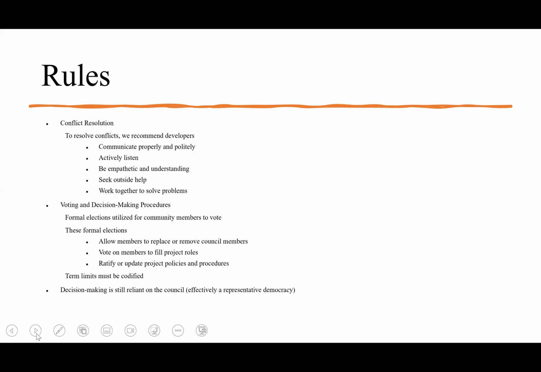The governance model also utilizes formal elections, allowing community members to vote on council members, project roles, and policies, ensuring indirect influence on decisions and codified term limits.